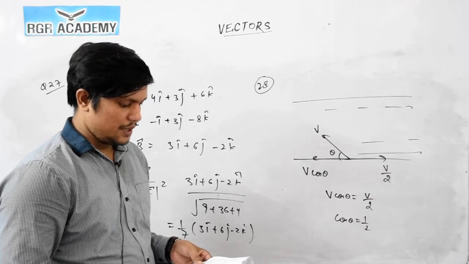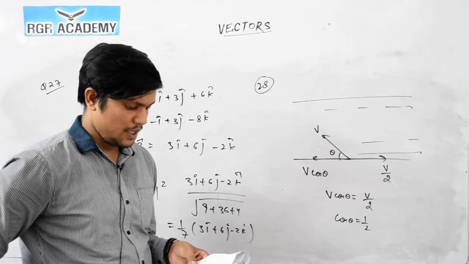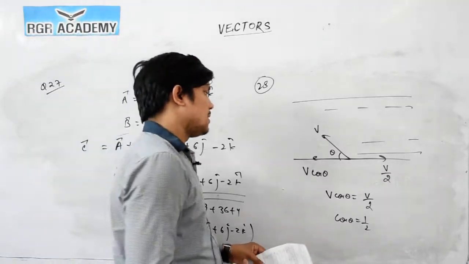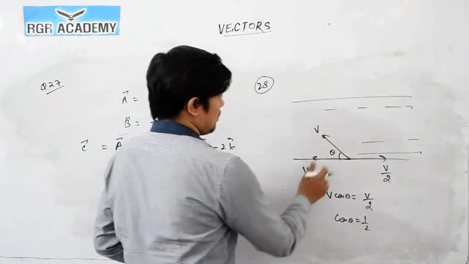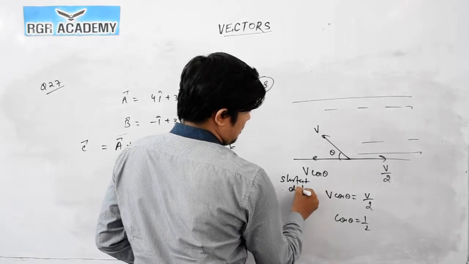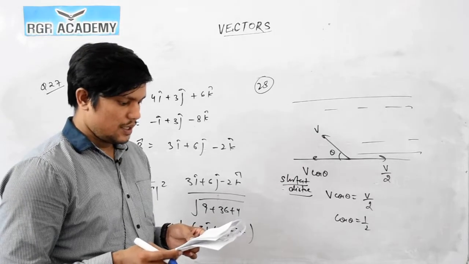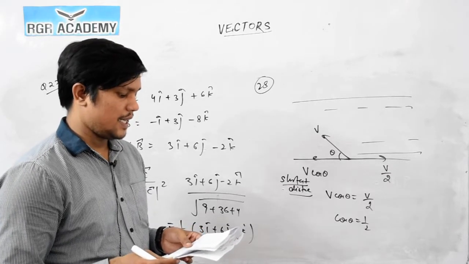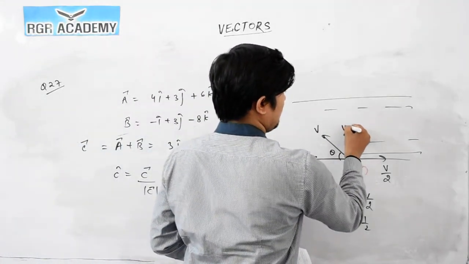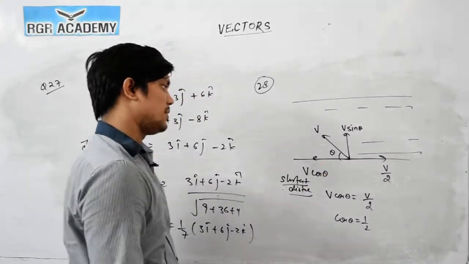Find the ratio of the time taken to swim across in the shortest time to that of swimming to cross the river in shortest distance. Okay, actually they are asking for the time. So if the person wants to cross the river in shortest distance, what they have given is that he should swim making an angle theta with the upstream. So correct. So the vertical component will be v sin theta. Okay, so for shortest distance v cos theta should be equal to v by 2.